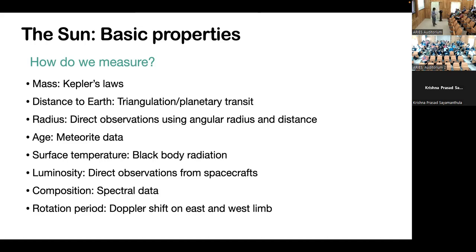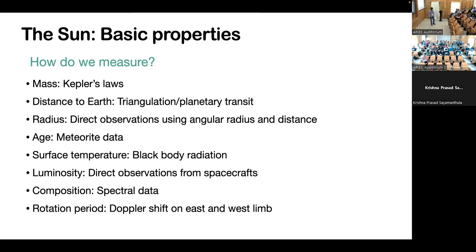So this was done very early days, and then that was accurate up to like 3% or so to the modern values, which was really remarkable during those times when no other means were possible. So similarly, the radius of the sun, once you know the distance, when you take the images of the sun, you know the angular scale of the sun. So you know the distance to the sun. Using both those parameters, you can measure the radius of the sun.